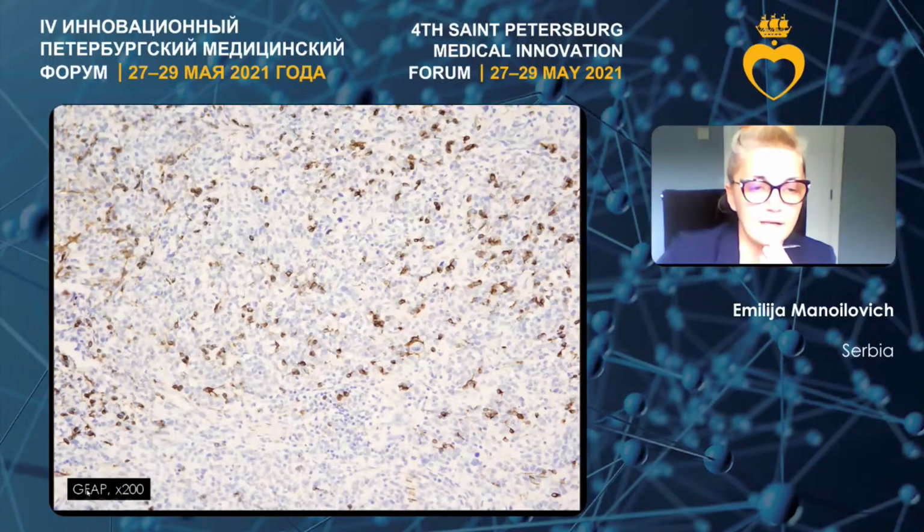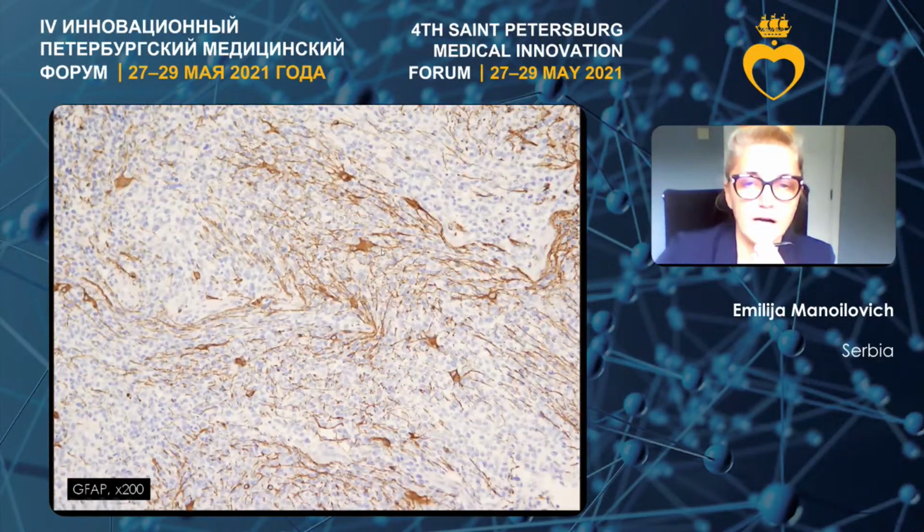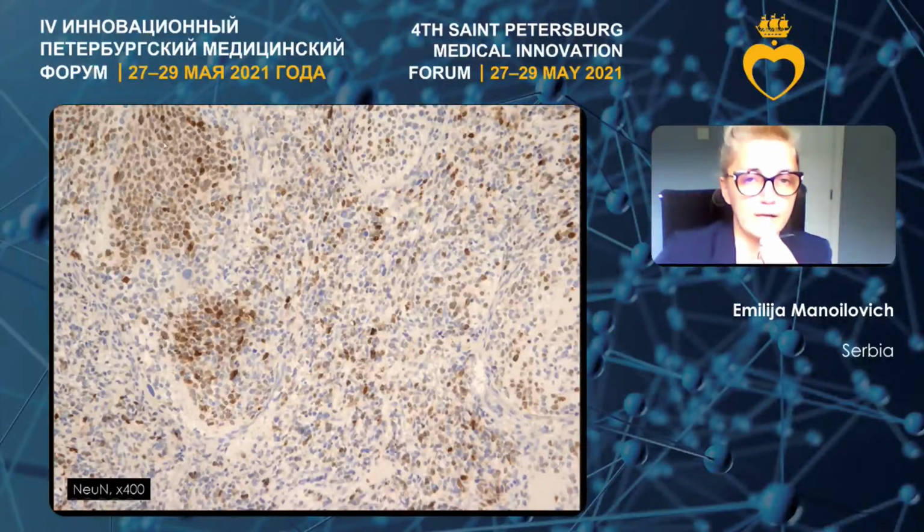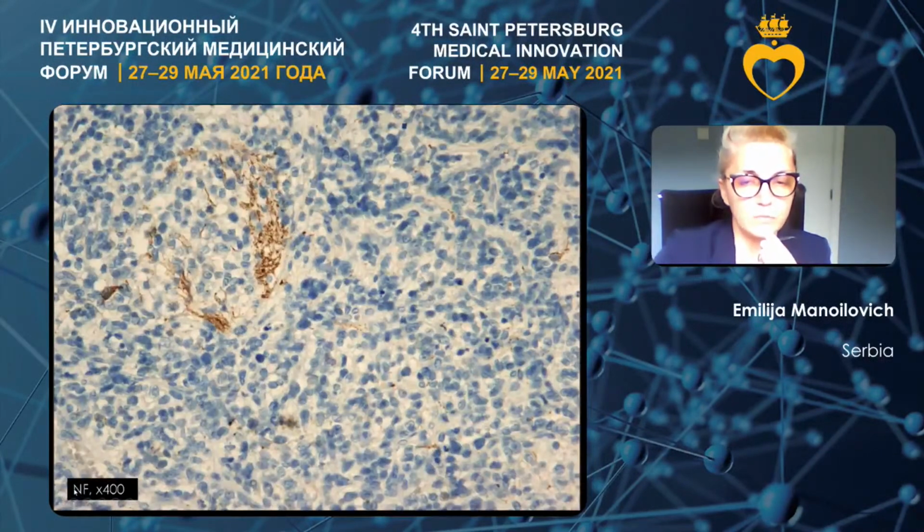Then we applied glial fibrillary acidic protein, or GFAP, and we observed scattered tumor cells that were positive. We also observed reactive astrocytes that were positive, but here all tumor cells were negative for GFAP. So we had, let's say, negativity for two basic glial markers, which were positive for NeuN. Then we applied neurofilament and we saw that all tumor cells were negative with internal positive control.